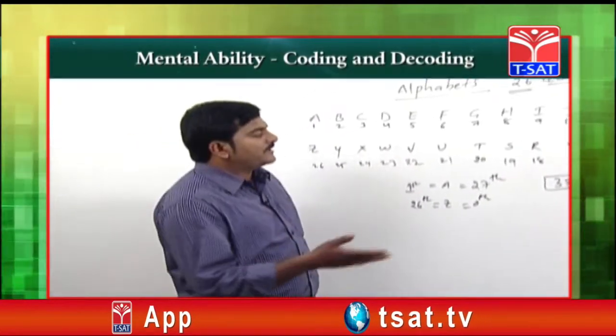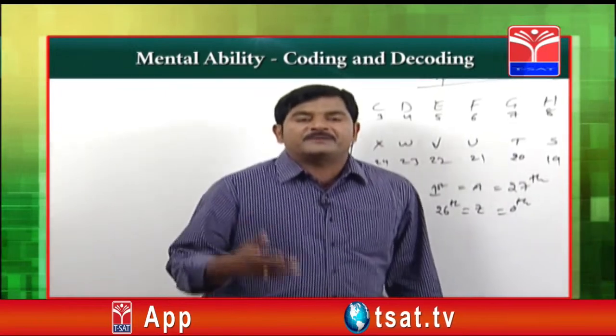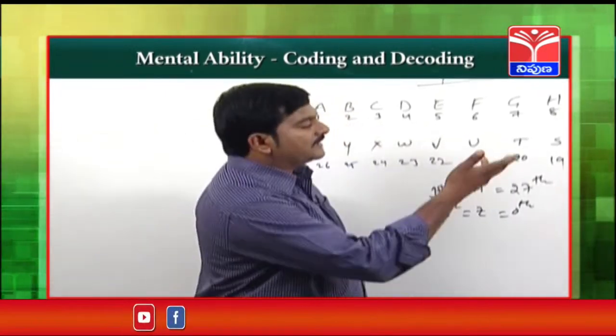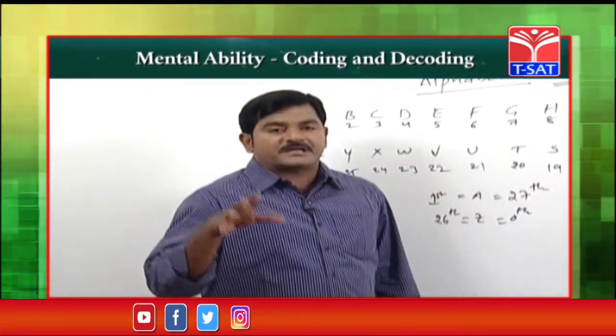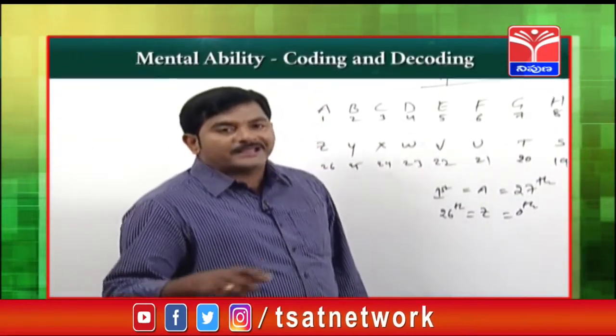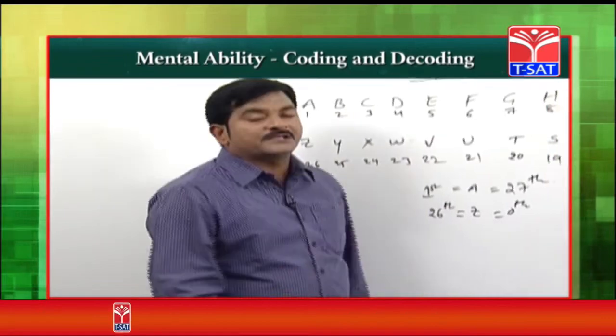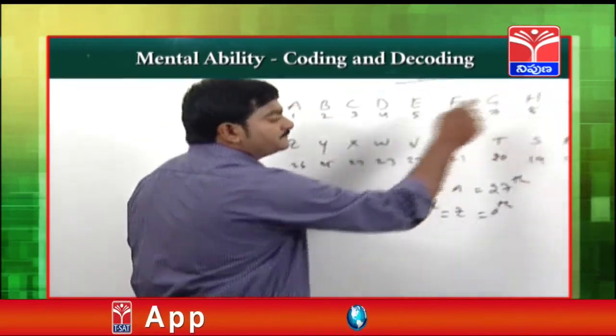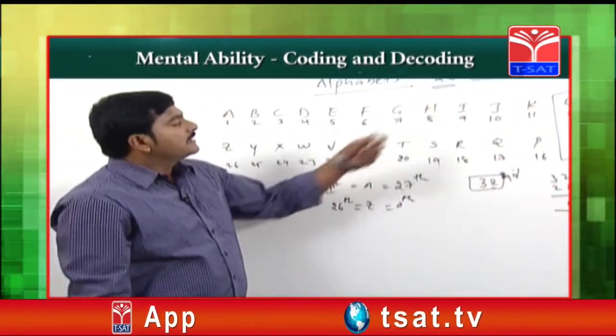For example, you need to find the 60th alphabet. How many possible sets can we subtract? Again 52 we can subtract. Subtracting 52 from 60, how much do you get? 8. Therefore, according to the English alphabet, what about the 8th letter? The 8th letter is H.